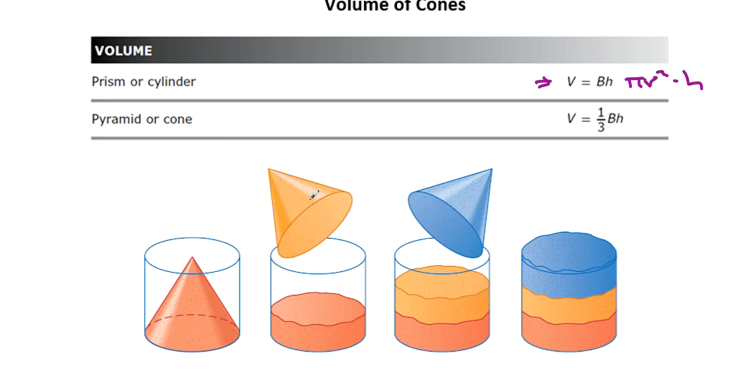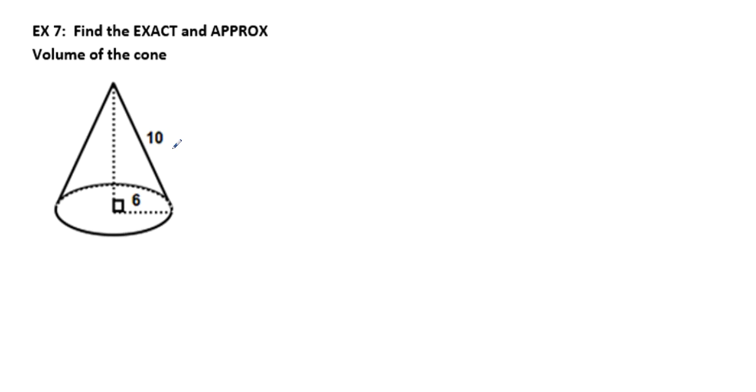Well, it turns out that a cone is exactly 1/3 the volume of its cylinder of equivalent dimensions, same radius and same height. So now our dimensions are going to be height and radius. So that's what we should focus on. So dimensions of height and radius.